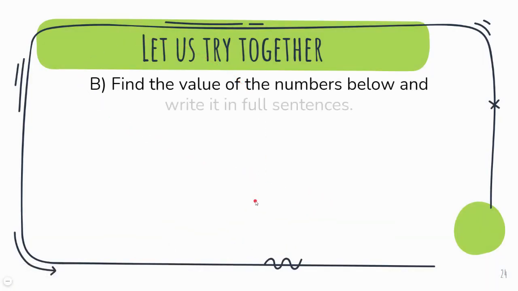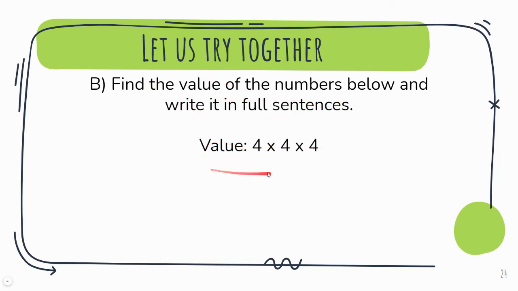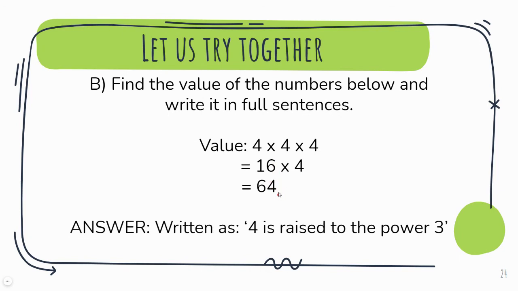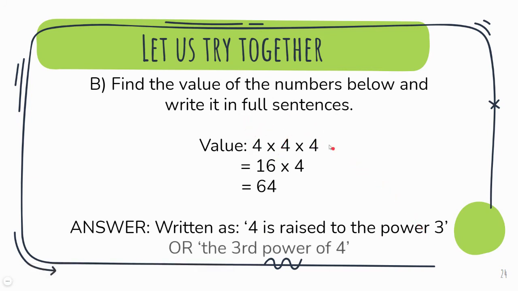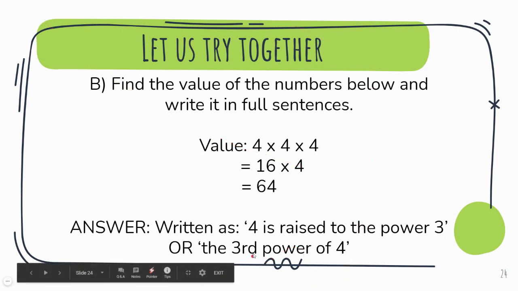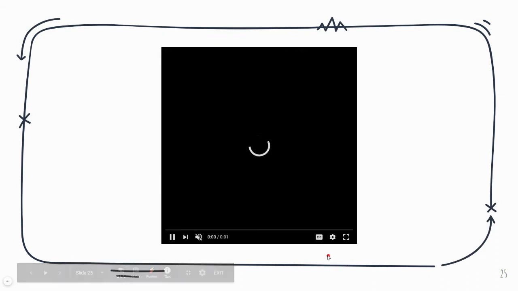Now, let us try together. We have to find the value of the numbers below and write it in full sentences. The value is 4 into 4 into 4. First, I will multiply the first numbers. What is 4 fours? 4 fours are 16. And what is 16 fours? 64. So the value is 64. And how can we write it? We can say it as 4 is raised to the power 3, because I am multiplying 4 3 times. Or we can also say it as the third power of 4. Good job if you have understood till now.